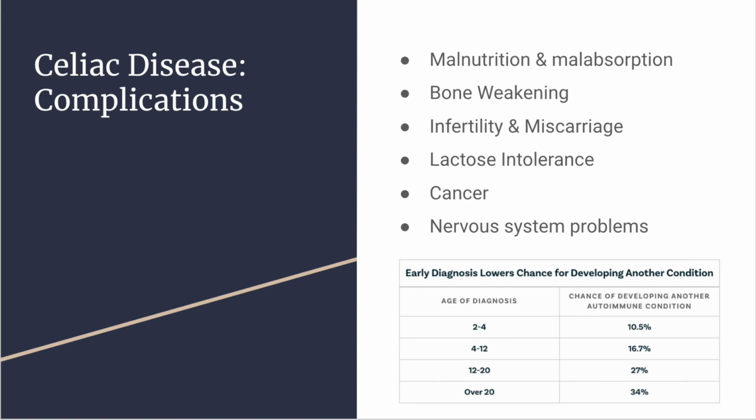Malabsorption and malnutrition occur when the small intestine can't absorb enough nutrients and can lead to anemia and weight loss. In children, malnutrition can cause slow growth and short stature. Malabsorption of calcium and vitamin D can lead to a softening of the bone in children and loss of bone density in adults, as well as can contribute to reproductive issues in women with celiac disease.